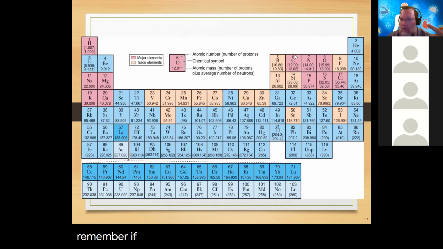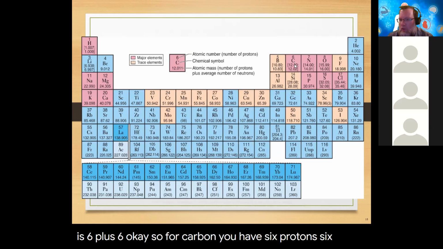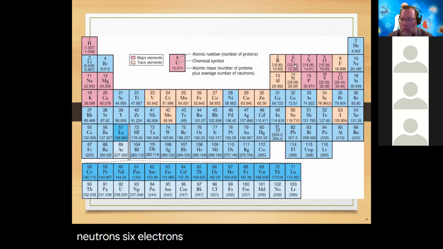Remember, if protons are 6 and the atomic mass is 12, that means the number of neutrons must also be 6. Okay, so 12 is 6 plus 6. So for carbon, you have 6 protons, 6 neutrons, 6 electrons orbiting that nucleus. Now, again, we can have isotopes. We could have 7 neutrons with those 6 protons, and that would give us an isotope of carbon.